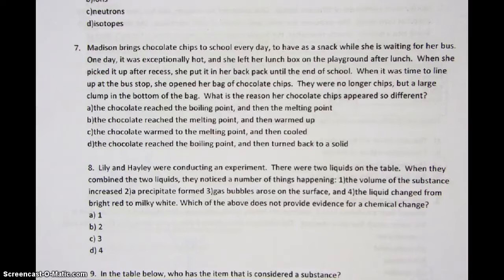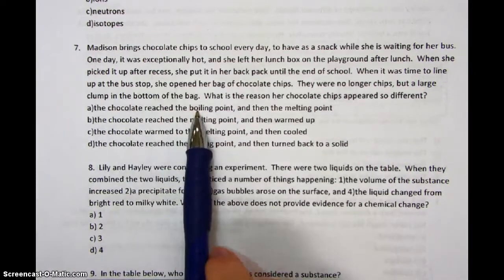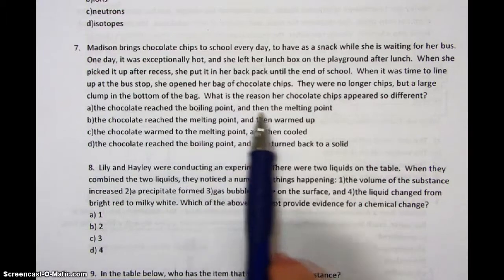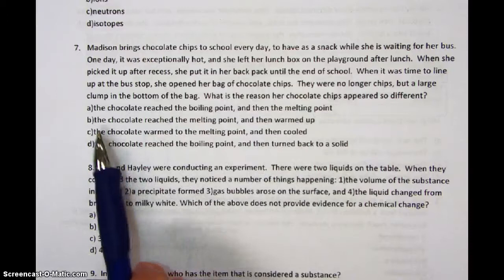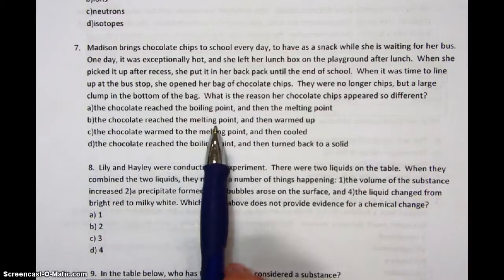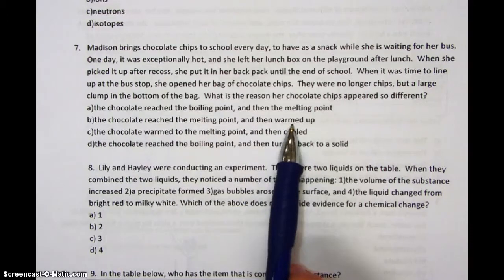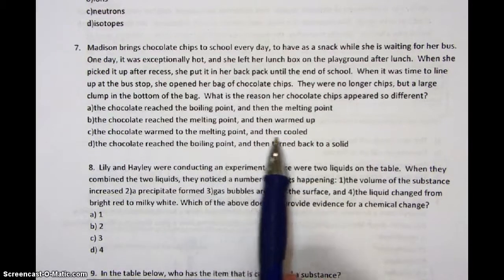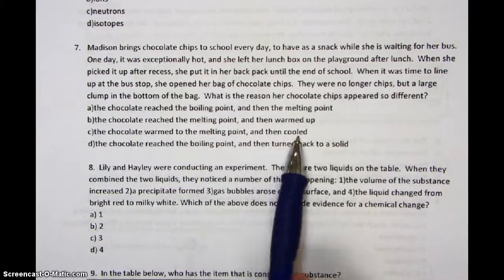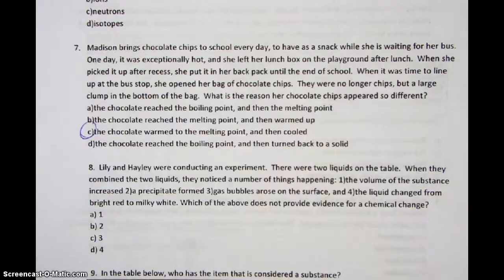So you have to think that the chocolate melted, and then it cooled off again because it was hard. Did it reach the boiling point? No, I doubt it boiled because that would have been really hot. Then they reached the melting point, in which case they would have been liquid anyway. The chocolate reached the melting point. Yes, they melted and then warmed up? No, they probably cooled down. The chocolate warmed to the melting point. Yes, and then cooled. So they became a liquid and then cooled back to a solid. So it would be C.